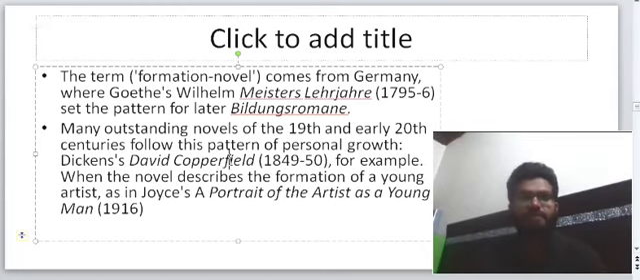For example, when the novel describes the formation of a young artist, as in Joyce's A Portrait of the Artist as a Young Man. So, this second novel by James Joyce is an example of Kunstlerroman, the novelist's development, a person's development to become an accomplished artist, to realize his potential as an artist.